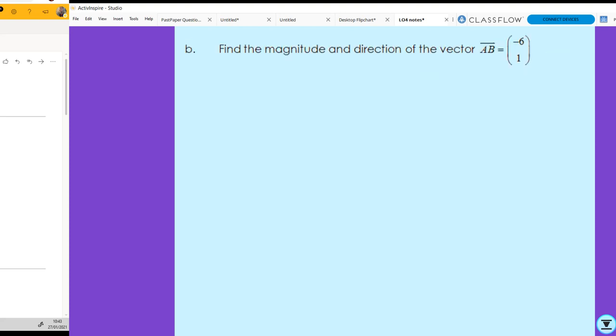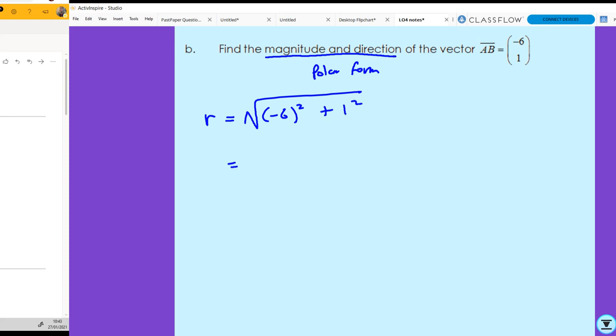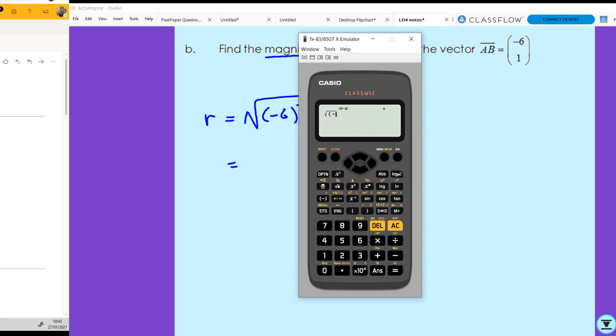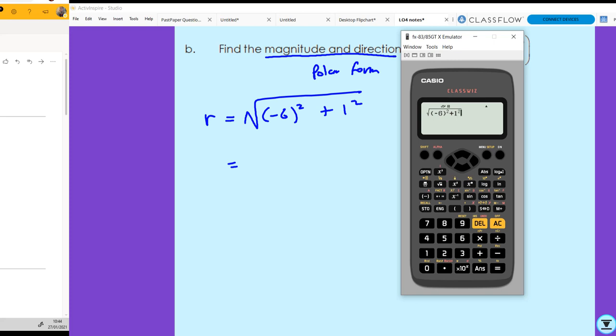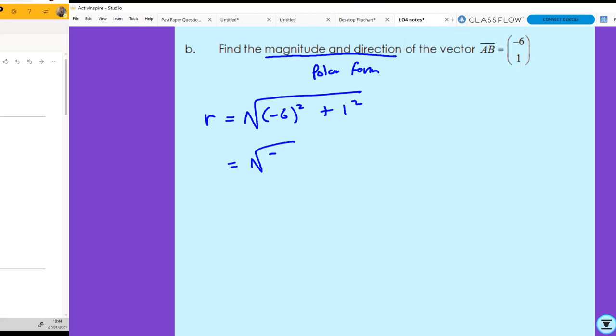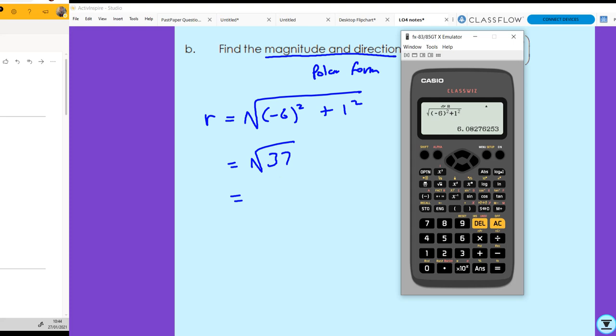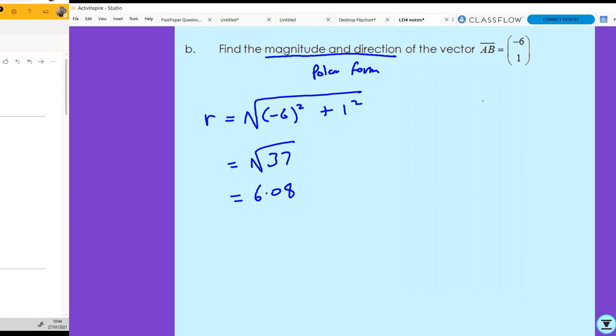Here's another example. Find the magnitude and direction of this vector AB, minus 6, 1. So magnitude and direction is writing it in polar form. What sum are we going to do to find the radius? The square root of the x component squared, add the y component squared. Don't forget, negatives should be inside a bracket when being squared. Hopefully you know that negative 6 squared is 36. 1 squared is 1. It's why you're getting your root 37. Sticking to 2 decimal places, 6.08. But we still need our direction, our angle.